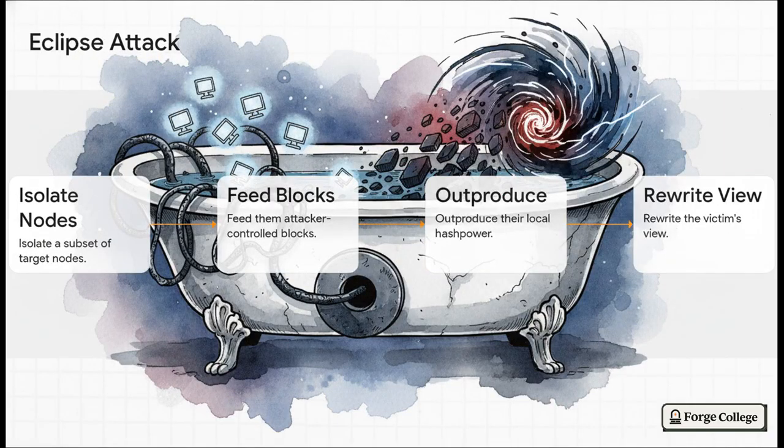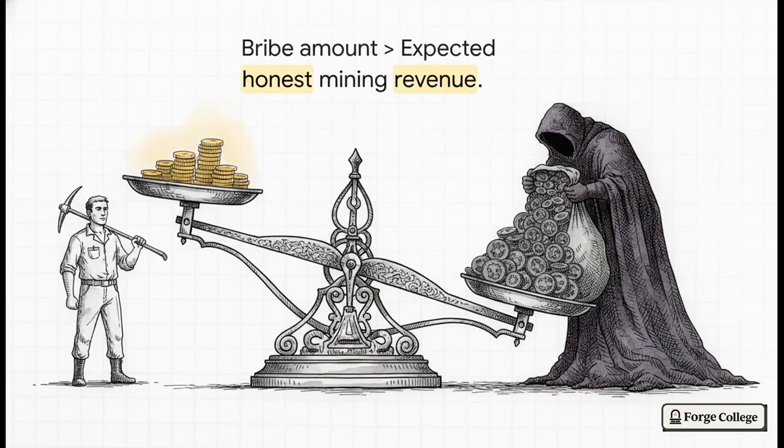Now for scenario B, an eclipse attack. This one directly attacks our network bathtub. Step 1, you isolate a subset of honest target nodes. Step 2, you feed them only attacker-controlled blocks. Essentially, you've secretly plugged the bathtub drain for a specific victim. Steps 3 and 4, because they are completely isolated from the rest of the world, you only need to outproduce their tiny local hash power to rewrite their entire view of reality. Pretty scary stuff. Finally, scenario C goes after our third pillar, economic rationality.